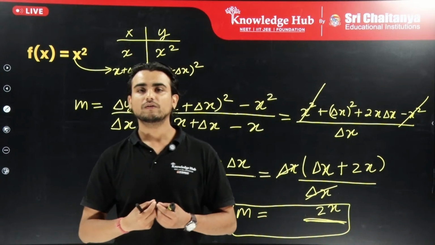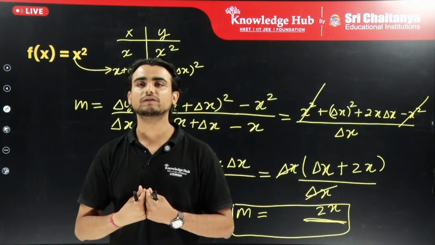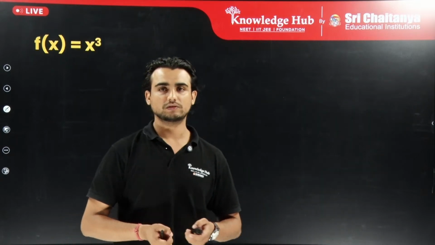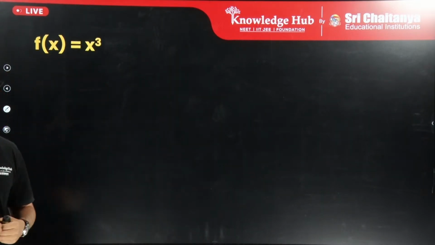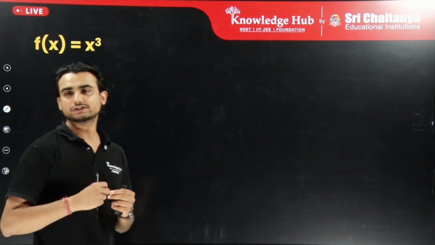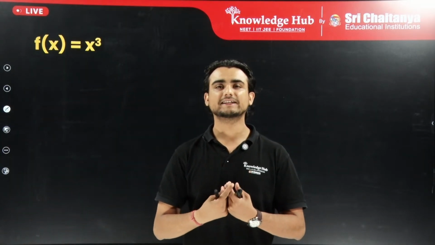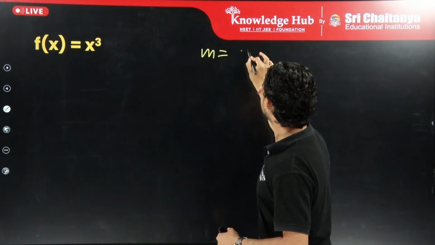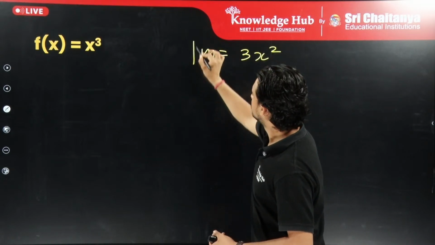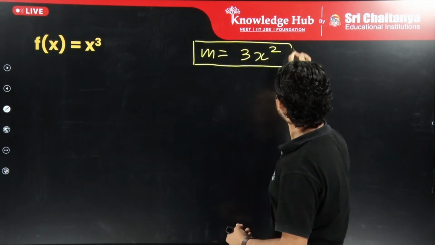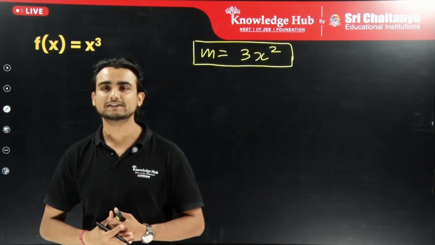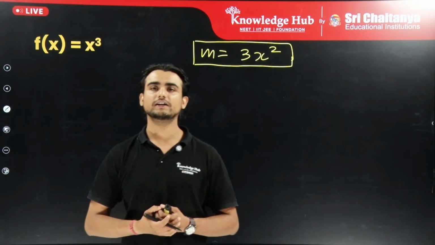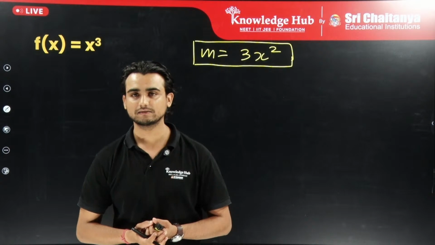So now we have found the slope for the function f equals x square at each and every point of x. Now this is a function f equals x cube. Please pause the video and do the same exercise by yourself. You will find that the slope m comes out to be 3x square. So if I give my input as x equals 1, what is the slope I get? I get the slope as 3 into x square, that is 1 square, so 3.